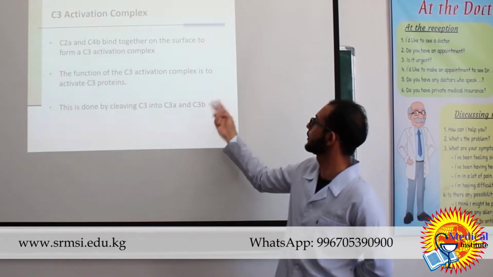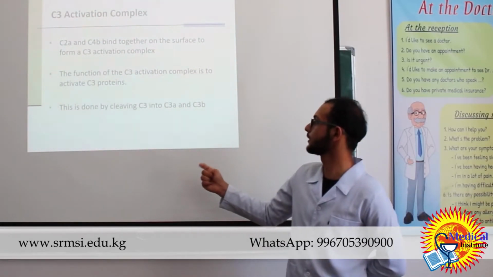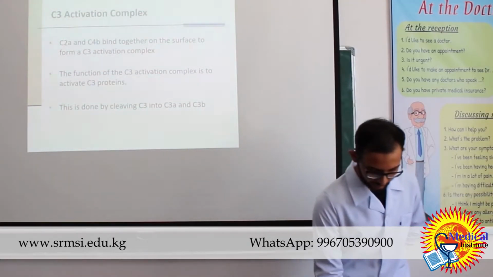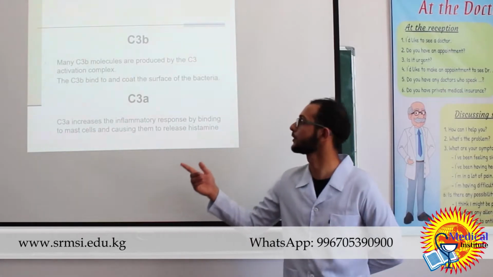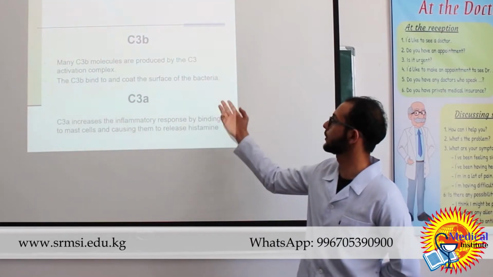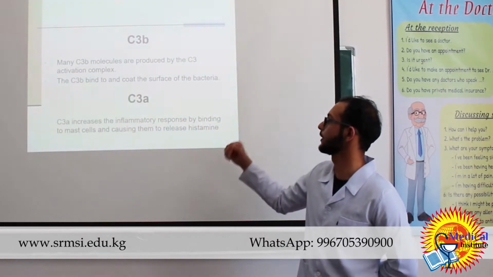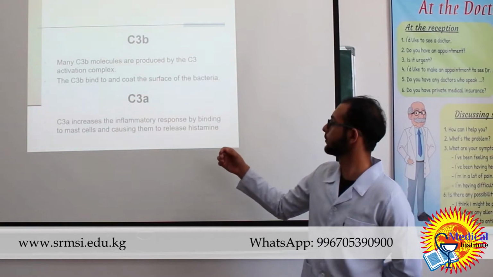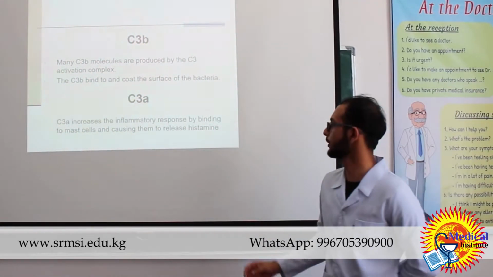The function of the C3 activation complex is to activate the C3 proteins. This is done by cleaving C3 into two parts, C3a and C3b. These molecules are produced by the C3 activation complex, and C3b binds to the surface of the bacteria. C3a increases the inflammatory response by binding to the mast cells and helping them to release histamine.